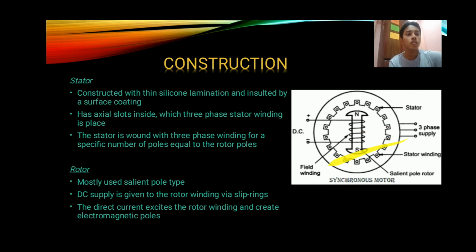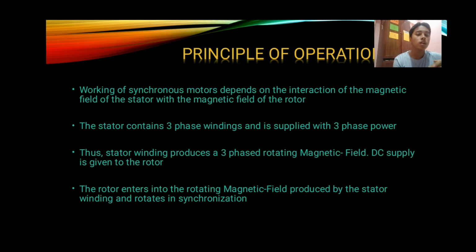Next, we will see the principle of operation. The working of the synchronous motor depends on the interaction of the magnetic field of the stator with the magnetic field of the rotor. The stator contains a three-phase winding and is supplied with three-phase power. Thus, the stator winding produces a three-phase rotating magnetic field. DC supply is given to the rotor. The rotor enters into the rotating magnetic field produced by the stator winding and rotates in synchronization. Okay, we will understand more about this with this video.